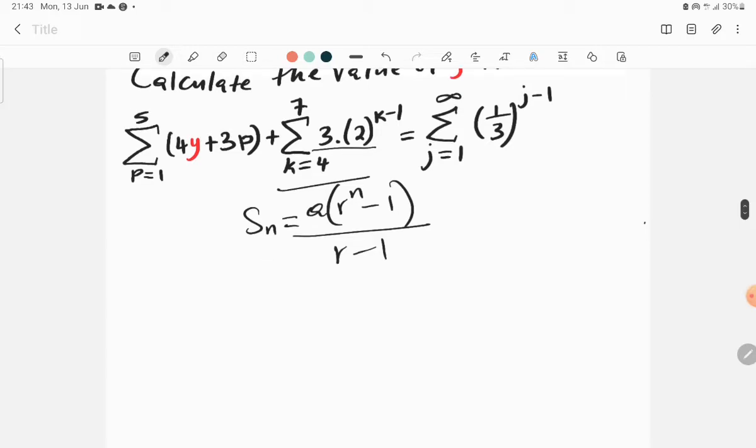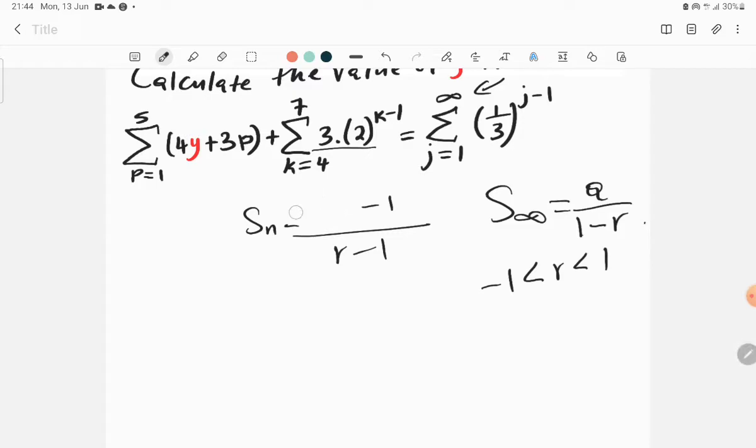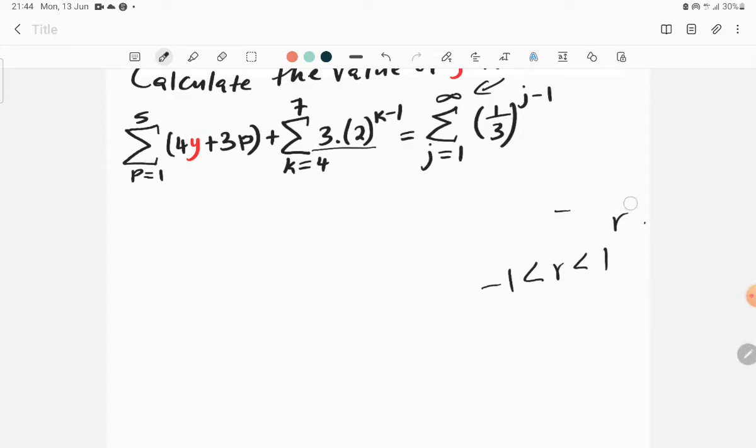Then on the other side, we can see that this is the sum to infinity, which is a convergent series, of course. Its formula is the sum to infinity equal to a over 1 minus r, where r is between 1 and negative 1, because it has to be a convergent series. If it isn't, then you can't find the sum to infinity. Now let's go practical and solve this question.